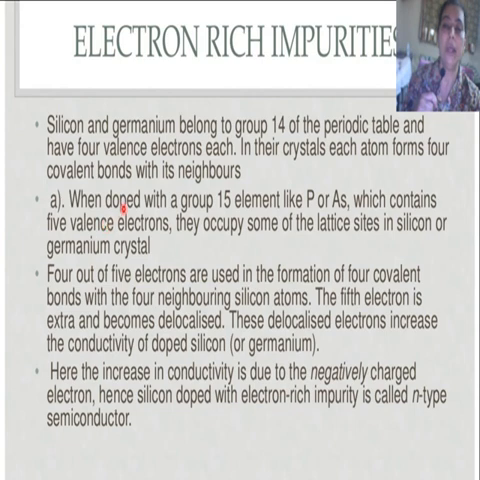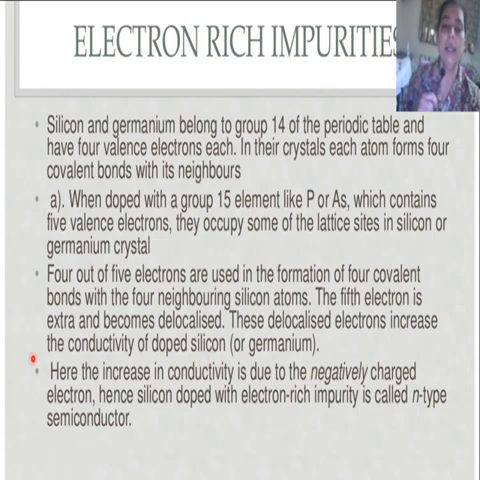When doped with a group 15 element like phosphorus or arsenic, which contain 5 valence electrons, they occupy some of the lattice sites in the silicon or germanium crystal. 4 out of 5 electrons are used in the formation of 4 covalent bonds with the 4 neighboring silicon atoms. But what about the 5th? The 5th electron is extra and it becomes delocalized. Delocalized means it is free to move from one place to another. And this delocalized electron increases the conductivity of doped silicon or germanium.